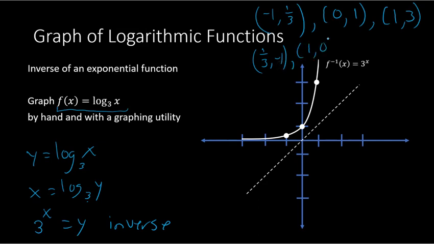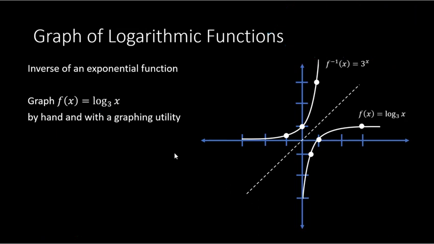And instead of 0, 1, we would have 1, 0. And instead of 1, 3, we would have 3, 1. And you plot those points, and we connect those points with a curve, and we're going to have this graph right here. So this new graph is going to be the logarithmic function. And we notice how those are inverse functions with the graph because it is reflected across this line of y equals x. And we can verify those points with this right here.